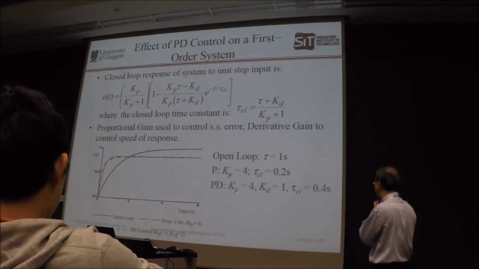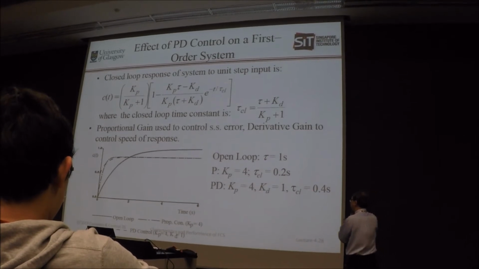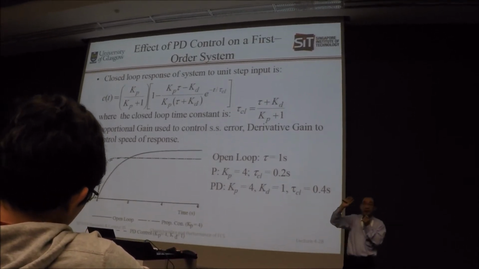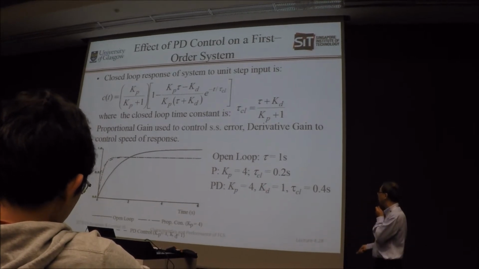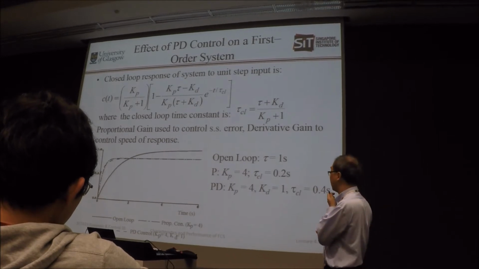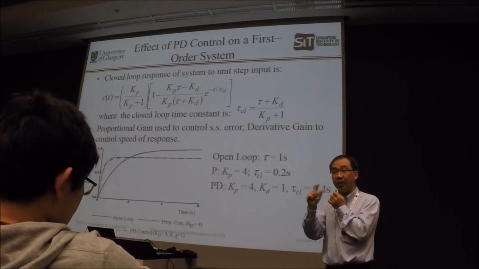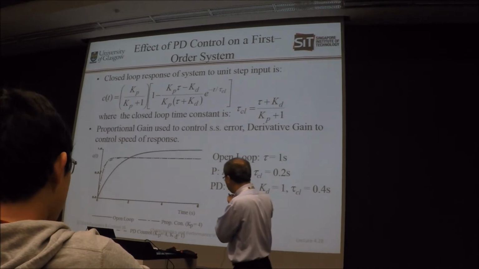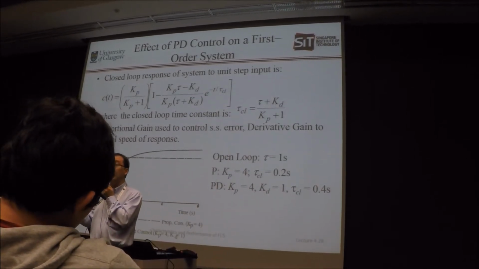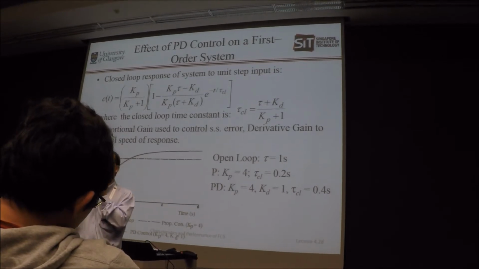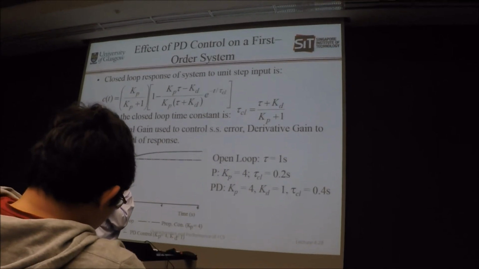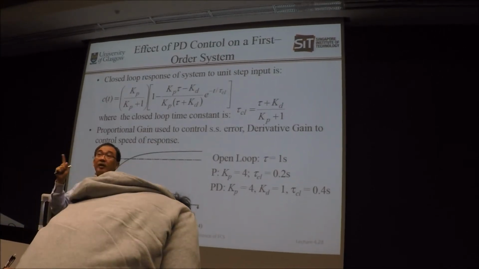But if you were to use a PD controller, we do reduce the closed loop transfer function time constant a little bit because of the KD term. Here we use KD equal to 1 for illustration purposes, but typically you use a very small KD term. For a first order system, you do not see much benefit from a P or PD controller, because a first order system has no oscillatory effect.